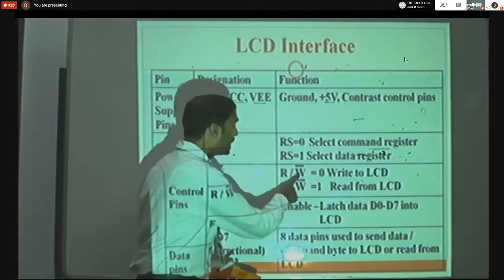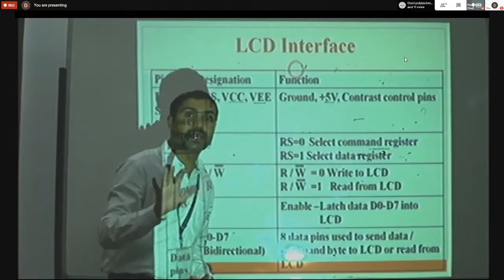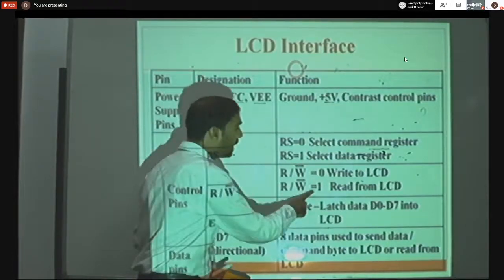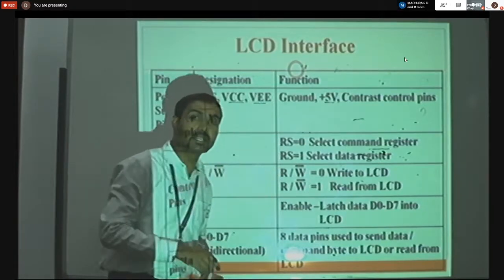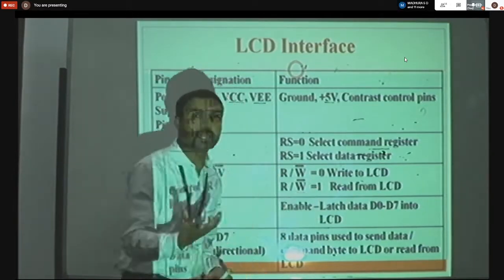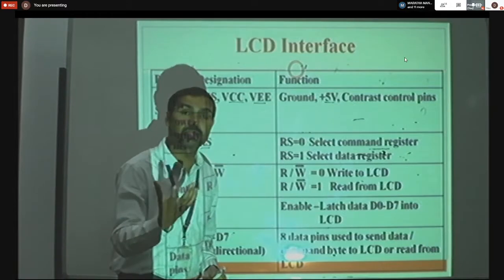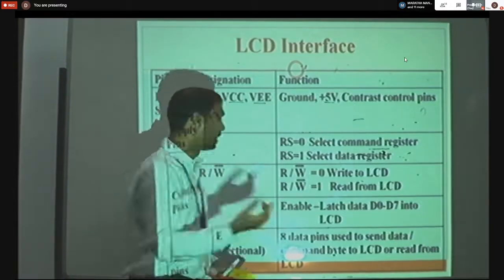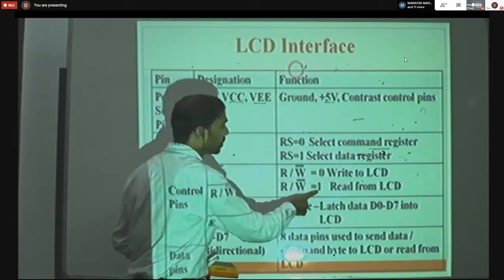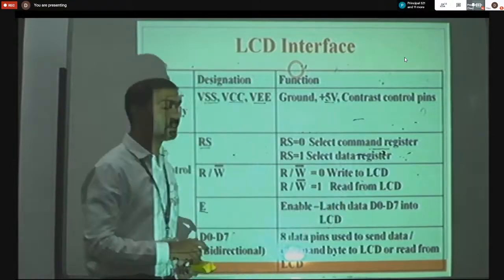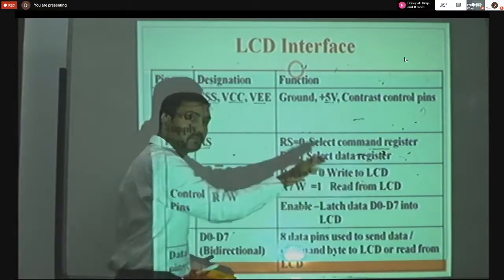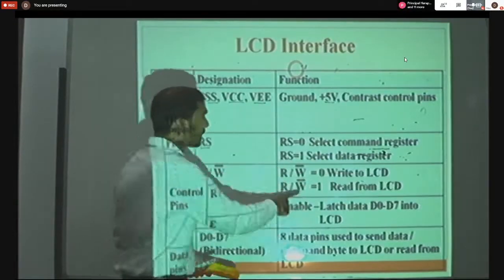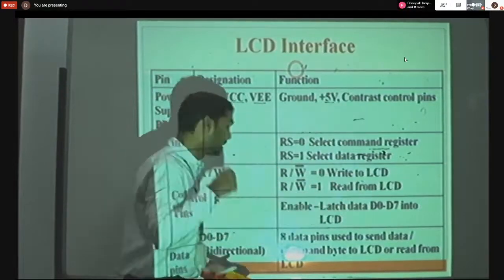When it is writing, we are not able to read any data in the display. After writing everything from the microcontroller to the LCD, finally it will display that value, that character, that word. So when R bar W is equal to 1, we can read that value from the LCD. First one is write to LCD from the microcontroller to the LCD. Another, we can read the data from the LCD.